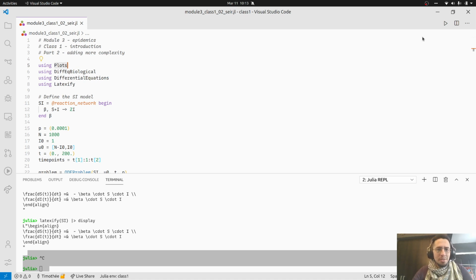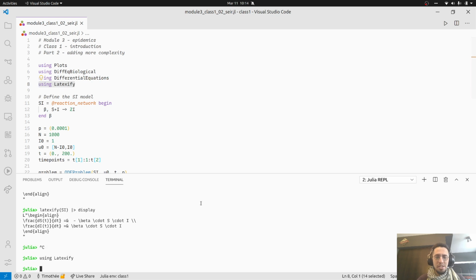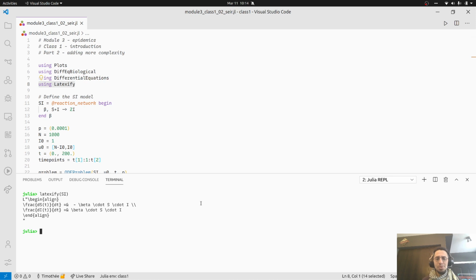Okay, welcome back everyone. So in the second part of this class, we are going to look at adding a little bit more complexity, a little bit more realism to the models of infection that we had designed in the first hour. I'm adding a package here, which is called Latexify. And what it does is that it lets you get the LaTeX expression for a specific model. So if we do Latexify of SI, which is our model, we get this thing.